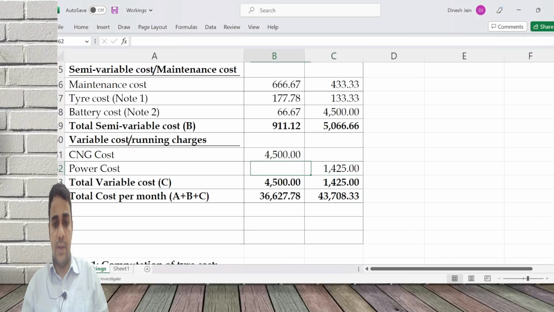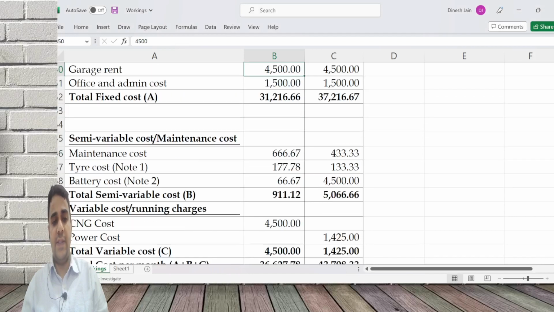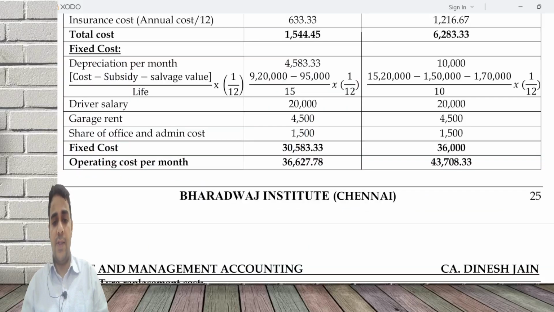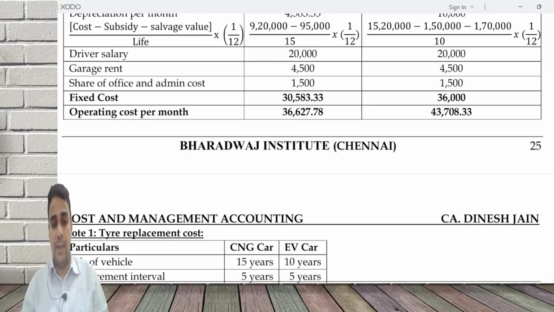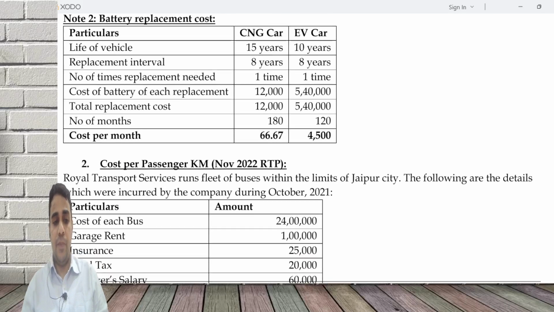Running cost is 4,500. Maintenance cost, okay, insurance, PCI solution has taken maintenance there. I think insurance is more of fixed. Overall answer will match, 6,627, 43,708. Sometimes classification can be slightly different.